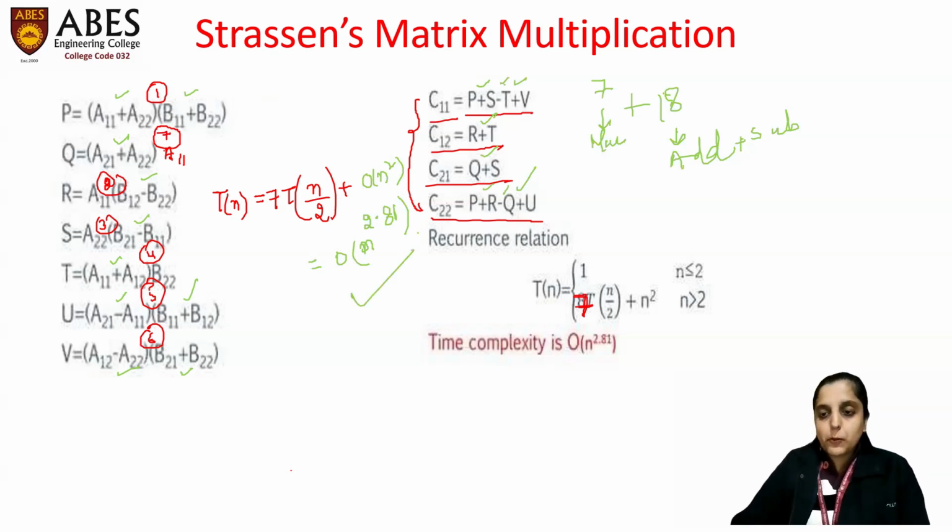Now, from both previous approaches, we are getting O of n cube. But from this approach, we are getting n raised to the power 2.81. So it means Strassen's has reduced its time complexity. This is the major advantage of using Strassen's matrix multiplication over the divide and conquer technique and over normal multiplication. So this is the first example of the divide and conquer approach.